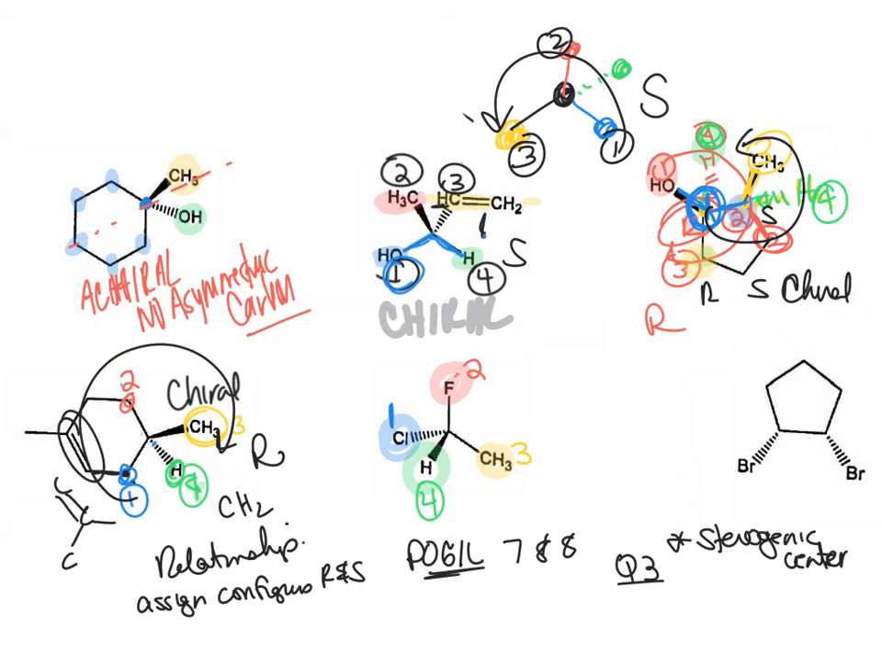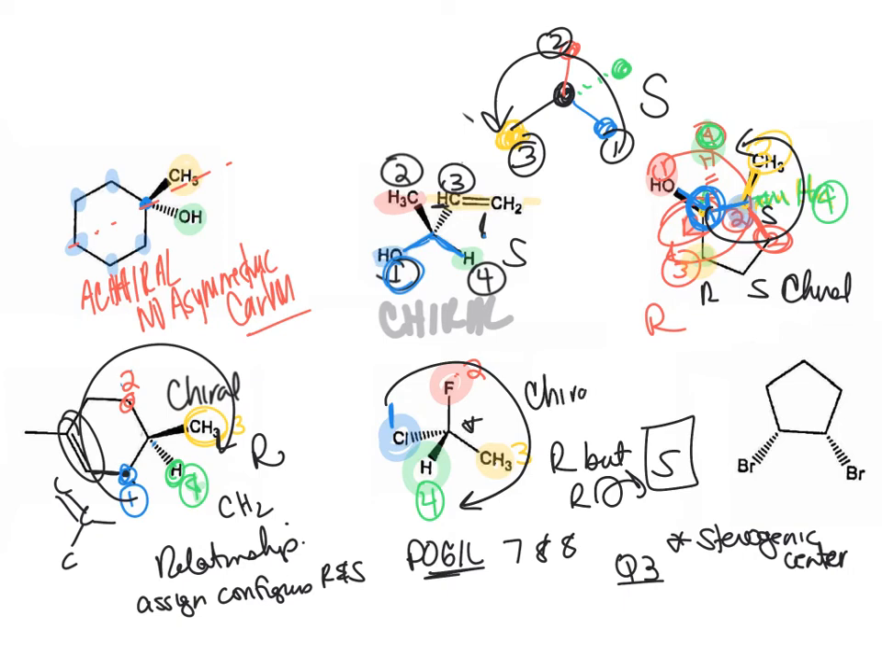Now we want to connect 1, 2, 3, 1, 2, 3, and so that's R, but we have to do a switcheroo because hydrogen's at us. So R will switch to S. So this stereocenter is S, and this would be a chiral molecule.